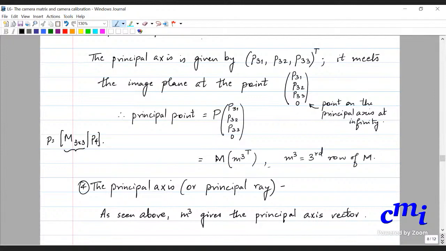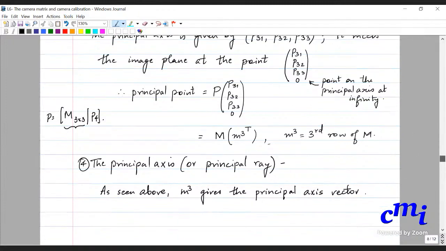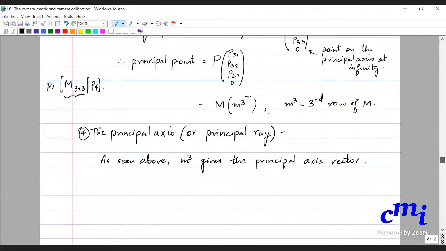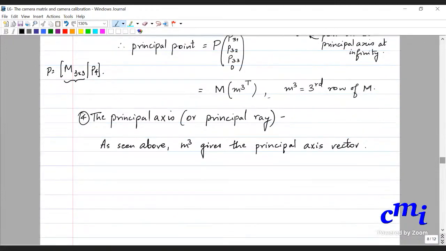So applying P to this is the same as applying M to whatever this vector is. This vector in the matrix M is M3 transpose, where M3 is the third row of M. These two things are the same because the matrix P looks like this. And so this gives you your principal point. Then the thing to be decided is what is the direction of the principal axis.